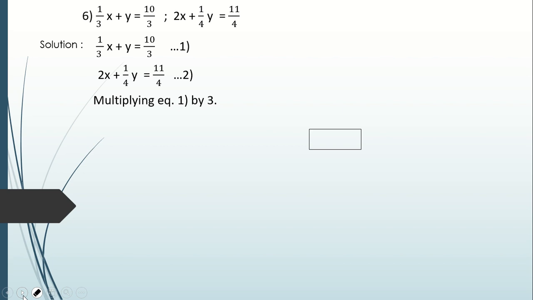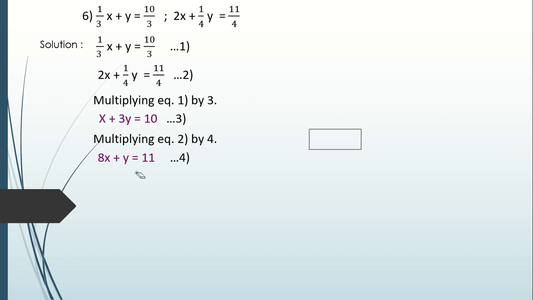Multiplying equation number 1 by 3, I will get x. Okay, here 1 upon 3 into 3, that 3 gets cut, so I'm left with x. And here multiply by 3, it becomes 3y. And here 3 gets cut, I'm left with 10. Then equation number 2, I am multiplying it by 4. Okay, so here 4 2s are 8x. This 4 is getting cut, so I am left with y, and this 4 is getting cut when I multiply it by 4. So I am left with 8x plus y is equal to 11. Now both the equations become very simple, right? We will use the same method that we used earlier and solve them.